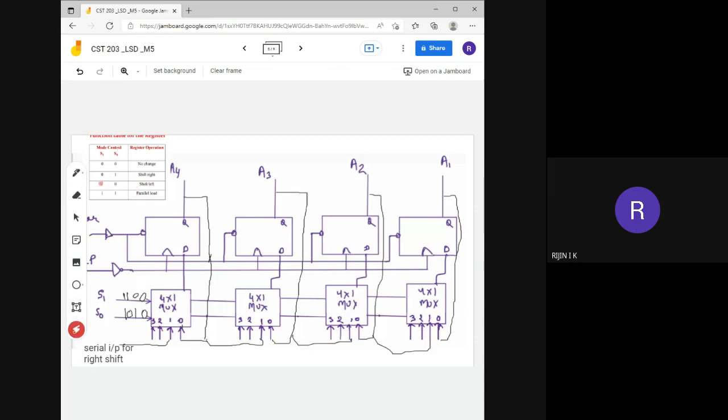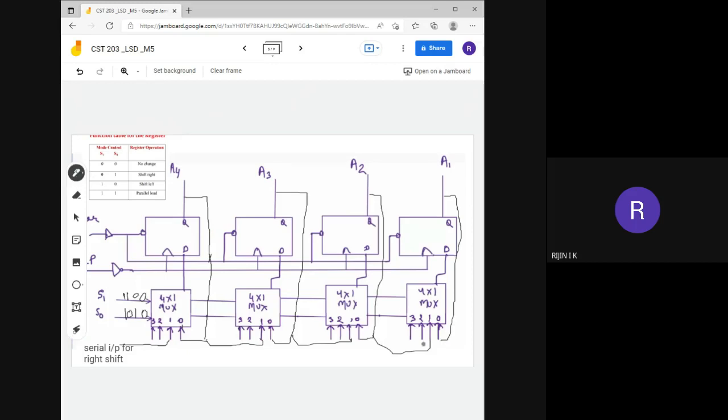Whenever the value of the mode control bit is 1 0, then it has to perform shift left operation. What is shift left operation? Shift left operation is simple. Whatever the output that is coming from this A1 will be given as an input for the A2 flip flop, and the output from this A2 will be given as an input for this A3 flip flop, and the output of this A3 will be given as an input for this A4 flip flop. Okay, ആ രീതിയിലോട്ട് നമ്മൾ shift left operations performed. You can design that.